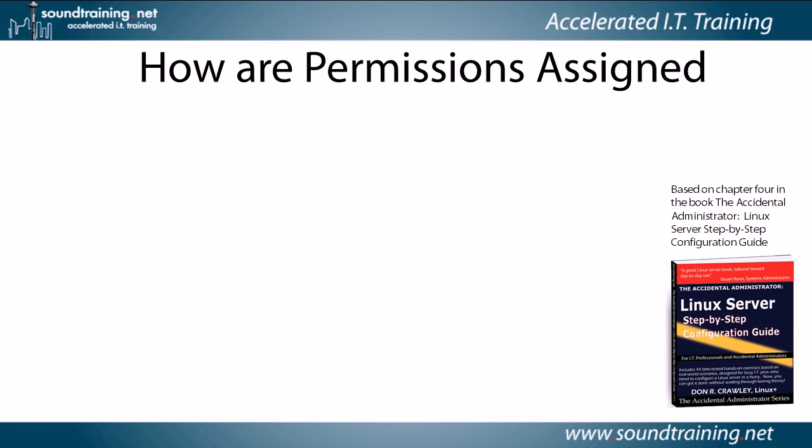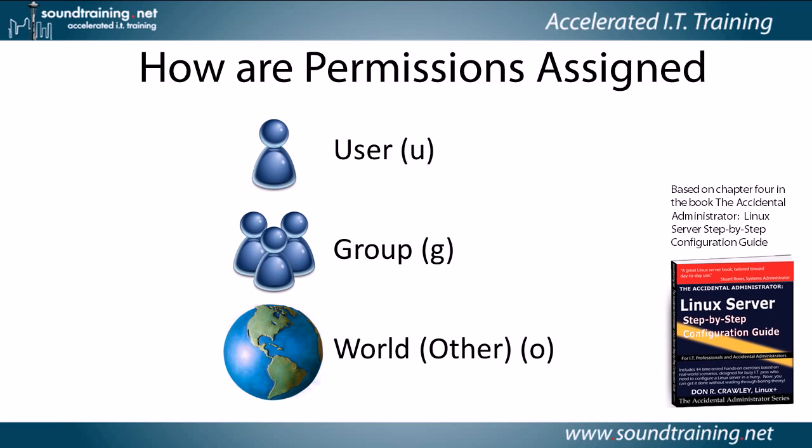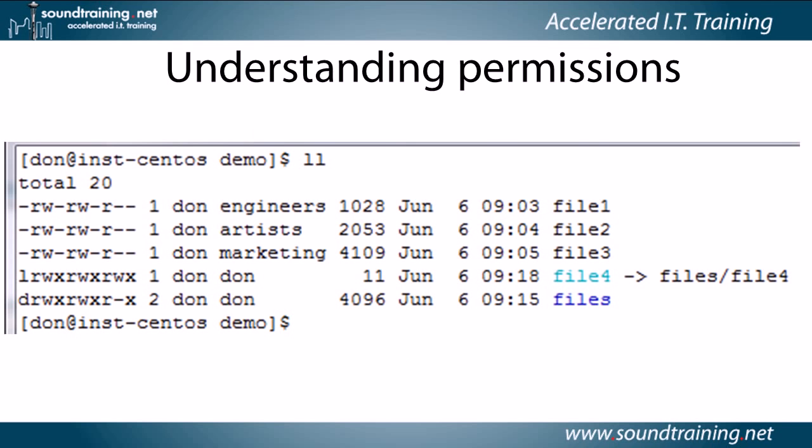Permissions are applied to one of three entities, or all three. First, the user, then the group, and finally, the world or other. The user is represented by a small u, the group by a small g, and other by a small o. Understanding permissions is pretty straightforward, but let's go through it anyway.